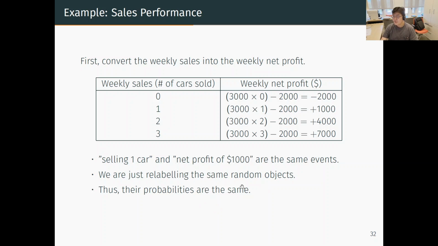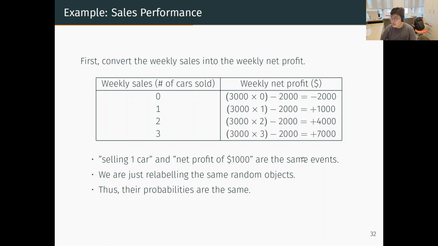Okay, so that means even though the numerical outcome can be different, the probabilities are the same. Probabilities are attached to the event, not the number, right? So as long as the underlying events are the same, no matter how they are called, no matter how they are numbered, the probabilities must be the same, okay?